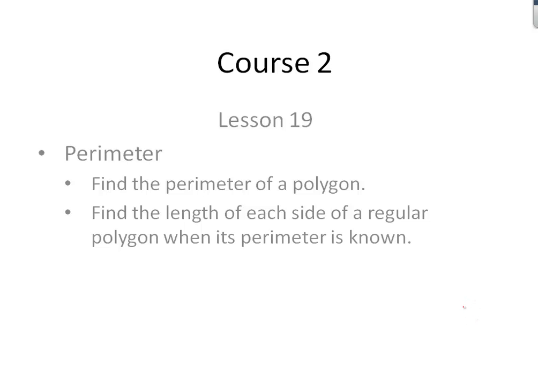Welcome to Lesson 19 of Saxon Course 2. Today we're going to talk about perimeter. We're going to find the perimeter of a polygon. We're going to find the length of each side of a regular polygon when its perimeter is known.